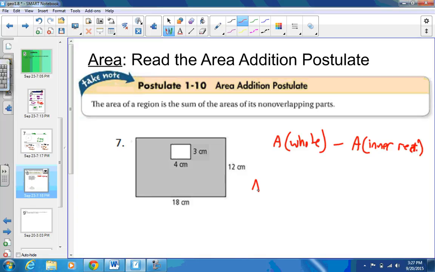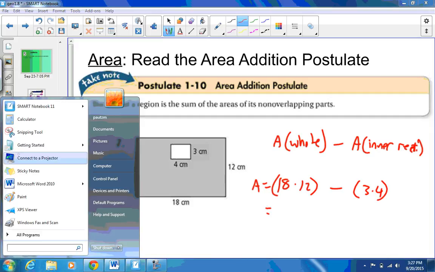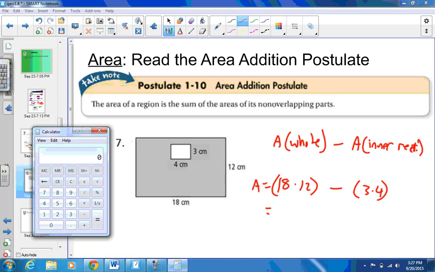So we're going to do the area equals the area of the whole, which is 18 times 12. We're going to subtract the area of the middle part, which is 3 times 4. So I'm going to pull my calculator out here. Right now I don't have 18 times 12 in my head. I could probably figure it out. But 18 times 12, looks like we get 216.